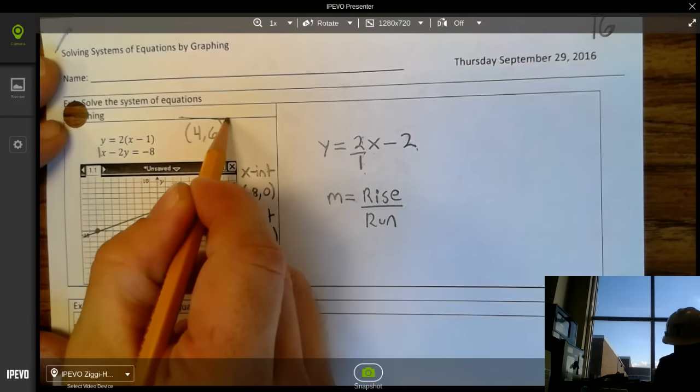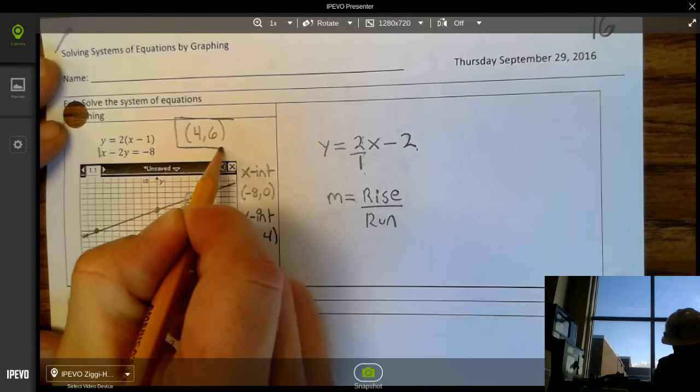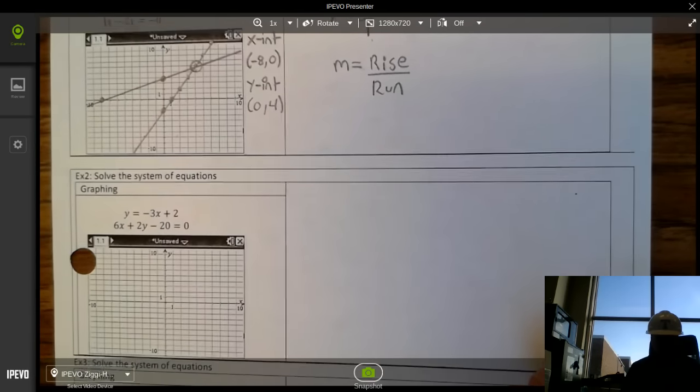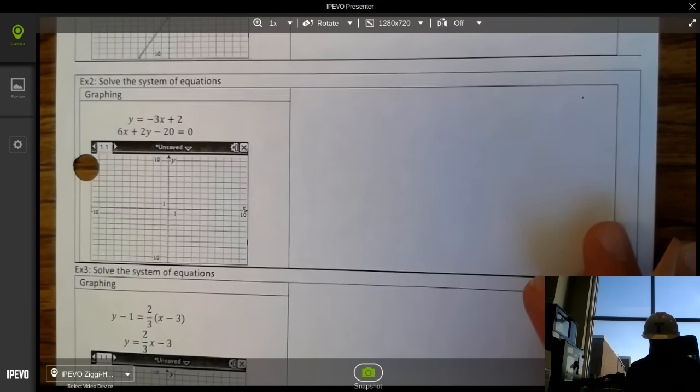And make sure you write the solution. I think that was one of the problems on one of your assignments, is you forgot to write the solution. So you do want to write the solution. The solution is 4, 6. All right. So let's look at example 2.